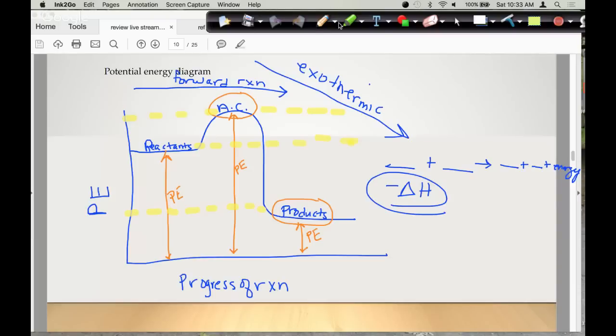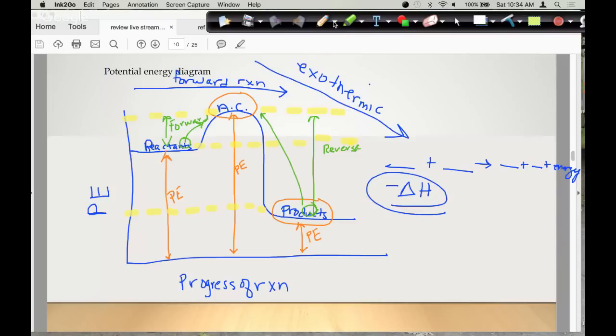We also have some values that go to the top above the curve. So this here would be the forward activation energy. And above the products to the top would be the reverse activation energy, because this is how much energy the reactants have to get to go forward. This is how much energy the products have to get to go backwards to get up to that top point.